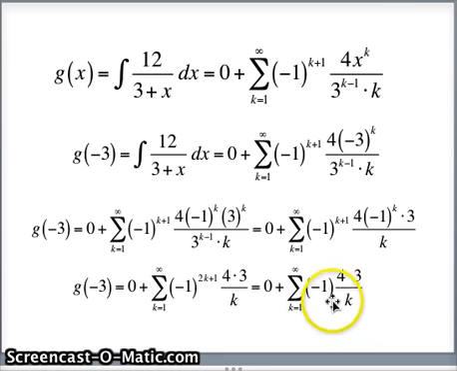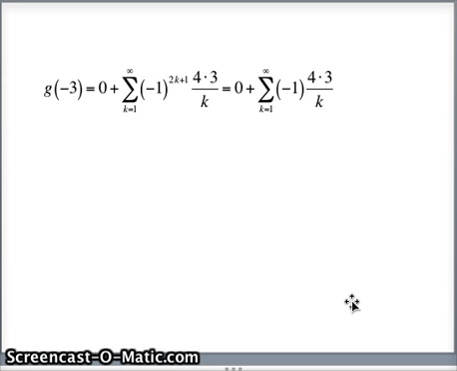So we get negative 1 times 4 times 3 over k. This is no longer alternating. This is the sum of negative 12 over k, which is a multiple of the harmonic series. So we pull out that negative 12, and I get g of negative 3 is negative 12 times the sum as k goes from 1 to infinity of 1 over k. We know that diverges. We know the harmonic series diverges. So g of negative 3 does not exist.